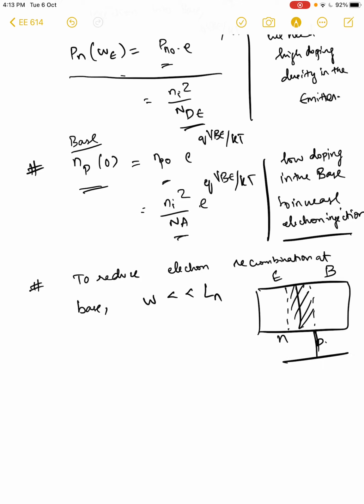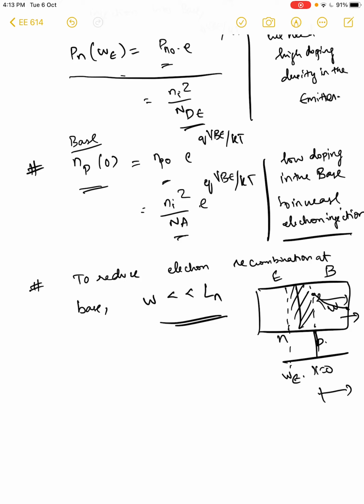This we are taking at x equal to 0, and this we consider at x equal to WE, right? And we saw that this base width, the region away from this W, should be smaller than the diffusion length of electron, because the electrons will basically recombine, and the carrier concentration will drop down exponentially like this, right? And it should not drop down so significantly that very few electrons are injected into the collector side, right?